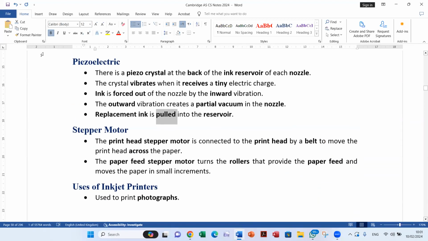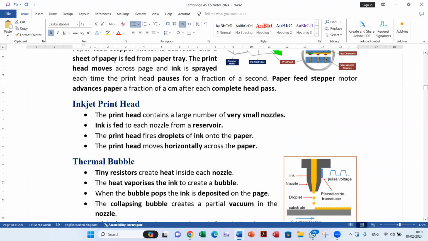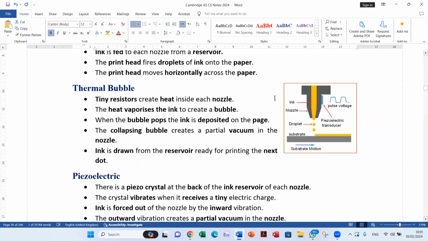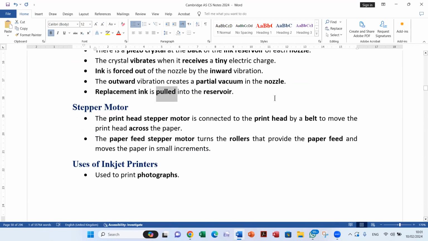You also have stepper motors, two or three stepper motors, one of them for feeding the sheet of paper, the other for moving the print head left and right. The print head stepper motor is connected to the print head by a belt to move the print head across the paper. The feed paper stepper motor turns the roller that provides the paper feed and moves the paper in small increments.